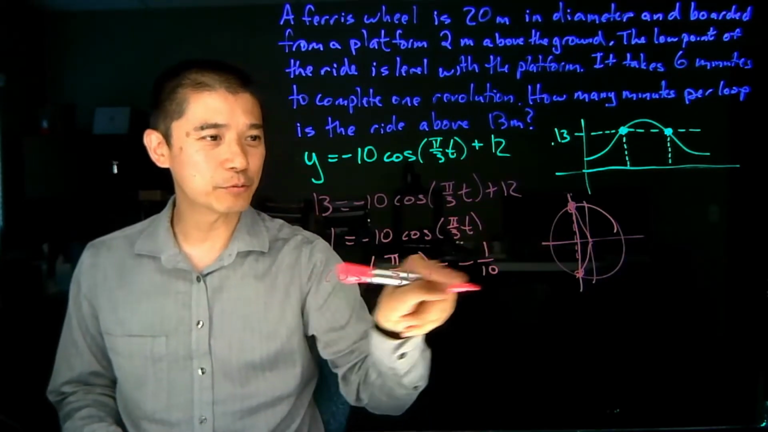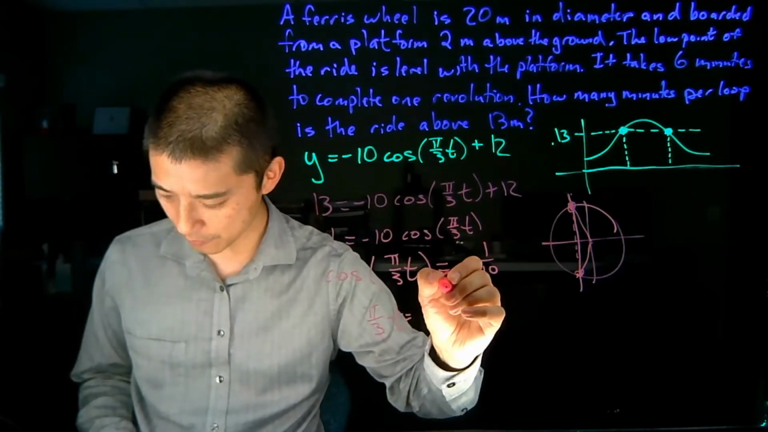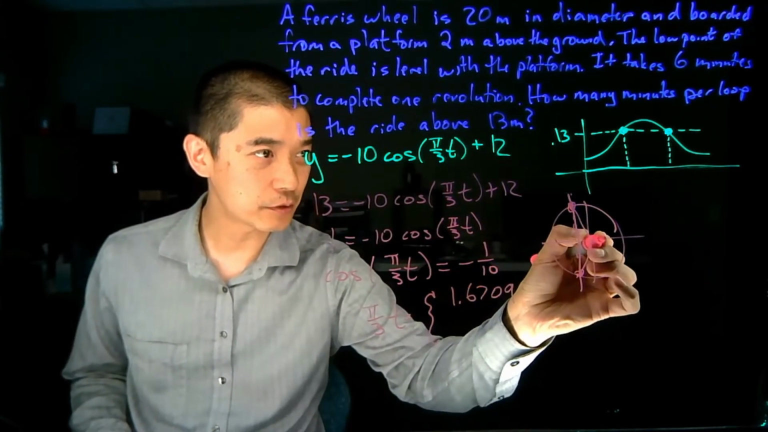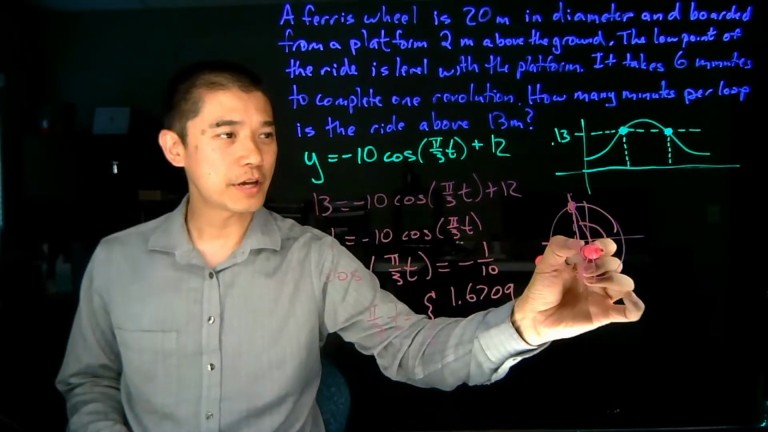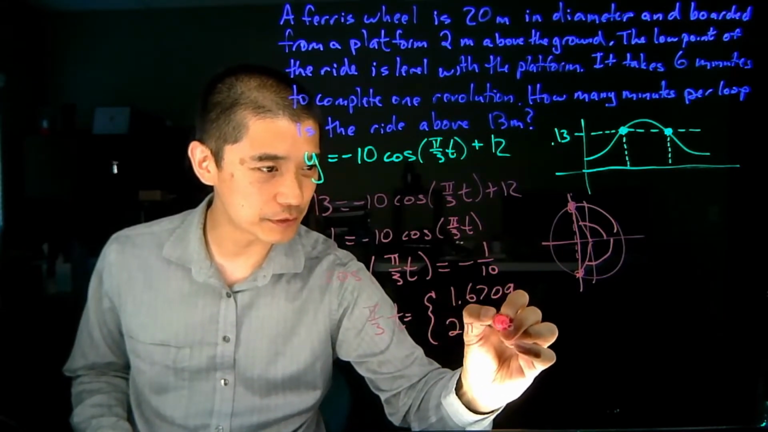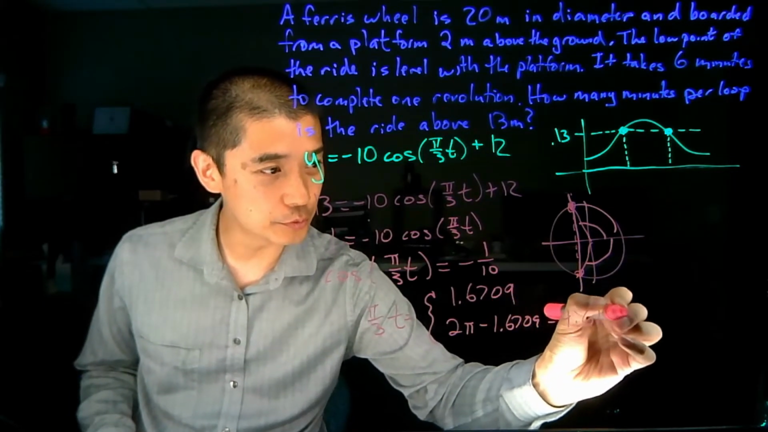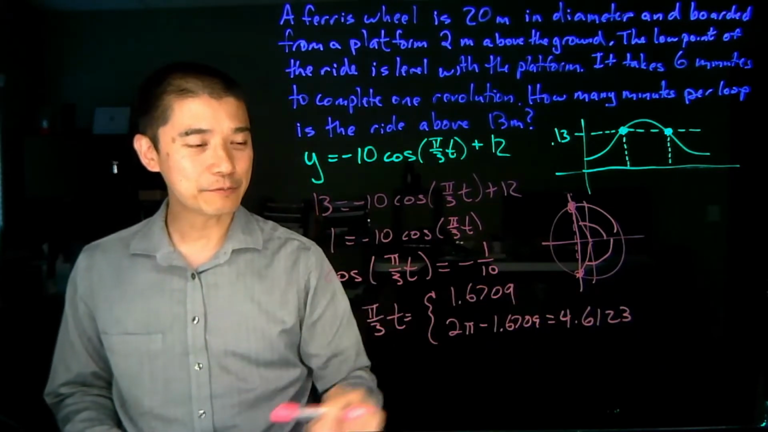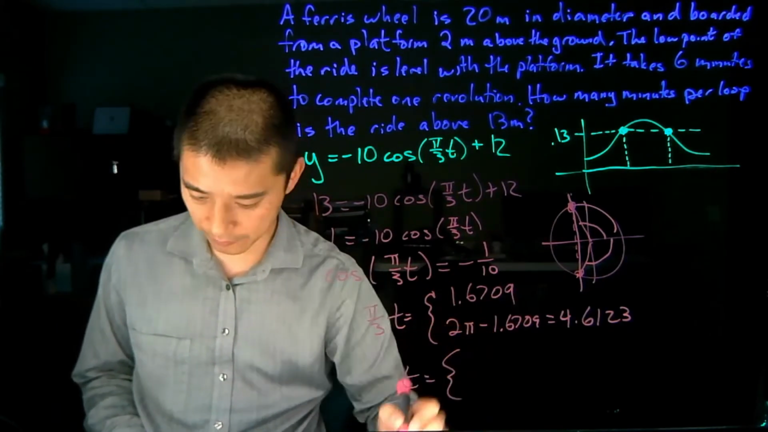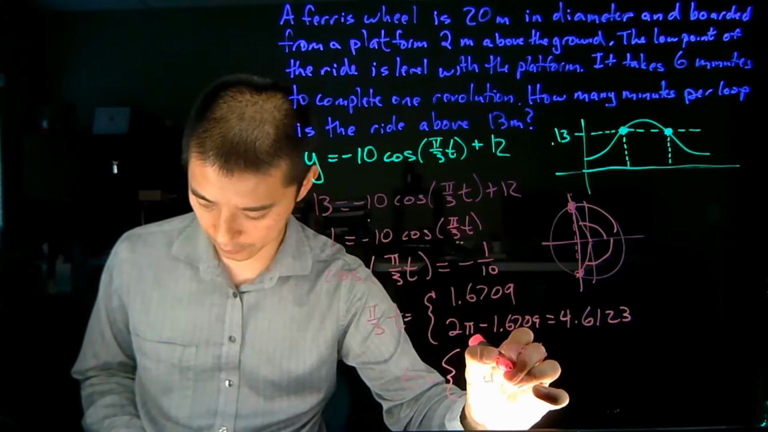Plugging this into the calculator, when we take the inverse cosine of negative 1/10, we are going to get 1.6709. And that corresponds to this angle right there. So the other angle is going to be 2 pi minus that amount. 2 pi minus 1.6709, which when we put that into a calculator, we get 4.6123. And lastly, for this part, we need to solve for t by multiplying by 3 and dividing by pi. And this gets us two values, 1.5956 and 4.044.